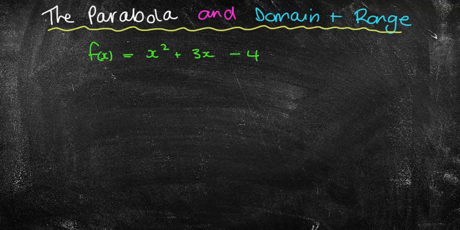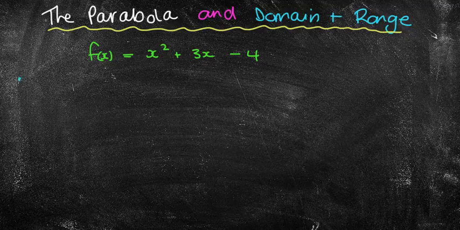We are looking at the parabola and the domain and range, mainly for the 2-unit mathematics course in year 11. Okay, to start off with, guys, I've drawn out the function of x squared plus 3x minus 4. You should be able to sketch that and all the necessary features, but we're going to double check that just to make sure. So first of all, what are the features that we look for?